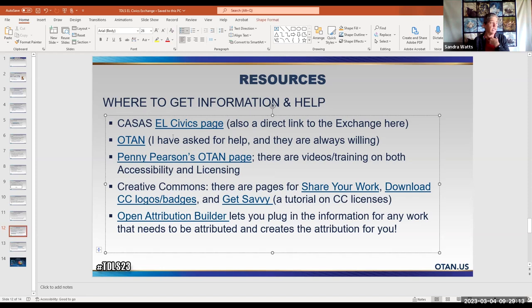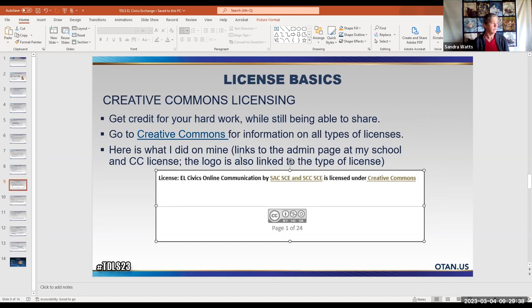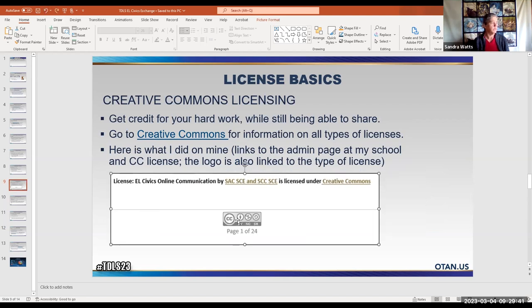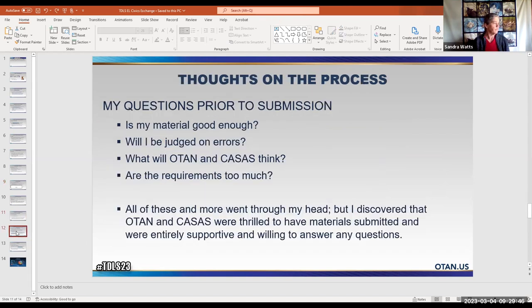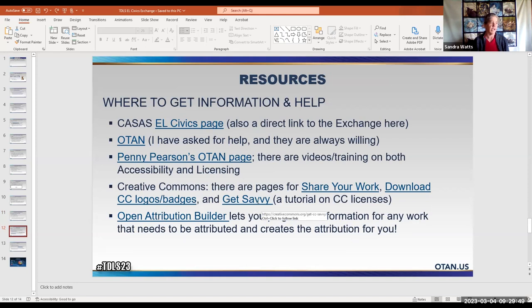This is to the EL Civics page. This is to OTAN. Here's Penny Pearson's OTAN page, because she's got videos, trainings on accessibility and on licensing, both. If you go to Creative Commons, there's a share your work page, which will take you through the licensing thing. You can get the little logos, the picture of the license like the one I showed you, and link to it. And there's Get Savvy. They have a whole tutorial on license.